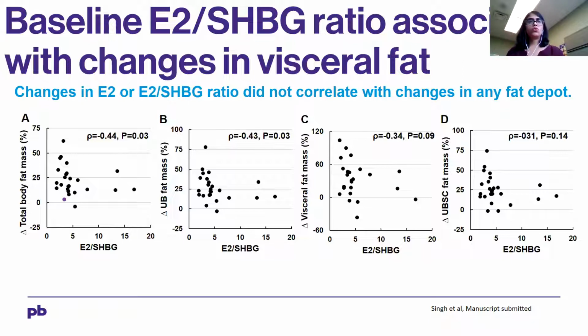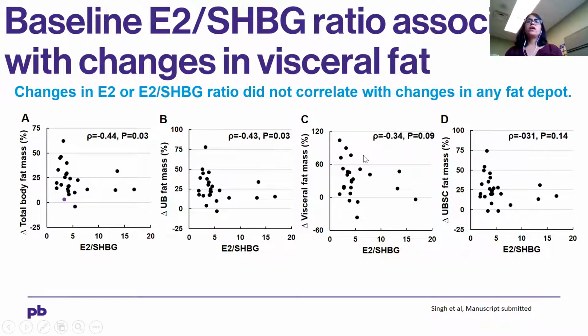So let me walk you through this slide. On the left here, you have the changes in total body fat mass. On the x-axis, we have the E2-SHBG ratio. These are what the levels were at the baseline prior to overfeeding. And we find that the baseline levels of bioavailable estrogens correlated very well with the changes in total body fat mass, which is shown in the A graph. In this B graph, we have the changes in upper body fat. So there seems to be a good correlation even with that.